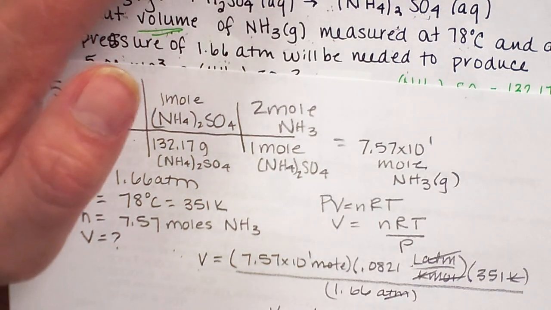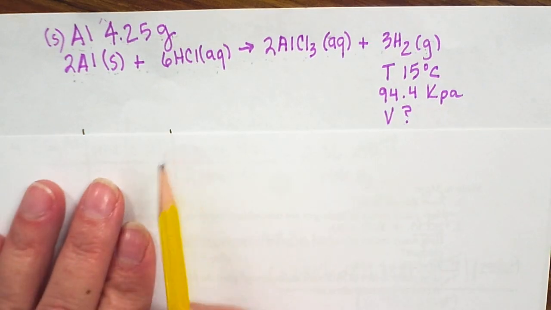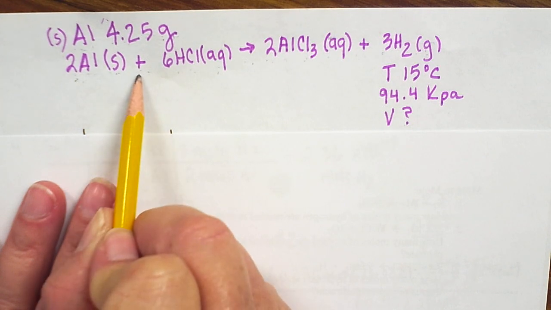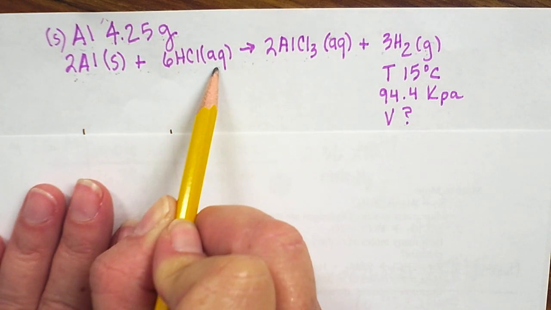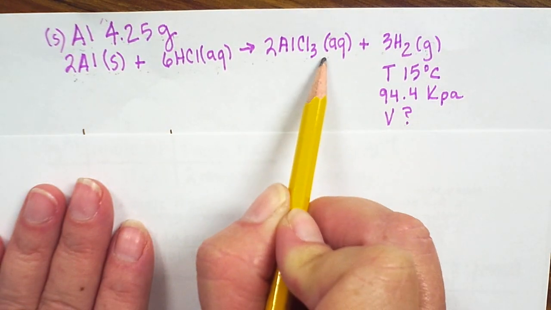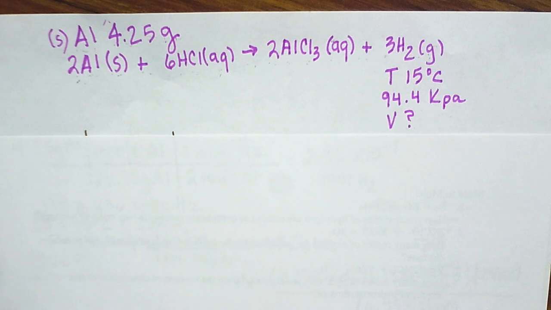Okay, so now we're going to do a problem. You're going to do it at your seat, and I'm going to do it up here silently, okay? All right. So first, let's go over the problem, the givens. Here is the formula. 2 Al solid plus 6 HCl aqueous yields 2 AlCl3 aqueous plus 3 H2 gas. I'm going to give you a minute to copy the equation, and then I'll go over it.